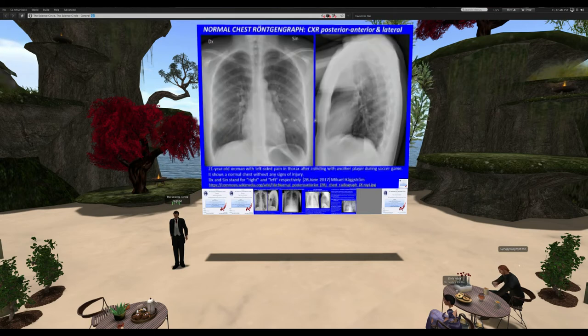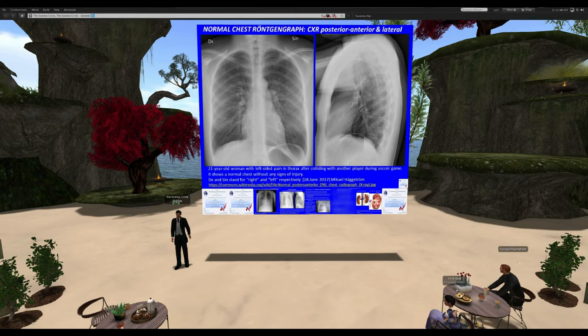Okay, this is more from Franj. I'll let you look at that if you want to in the PDF. This is a normal chest X-ray. Notice the diaphragm is at the bottom. There's a stomach bubble on the left on this.